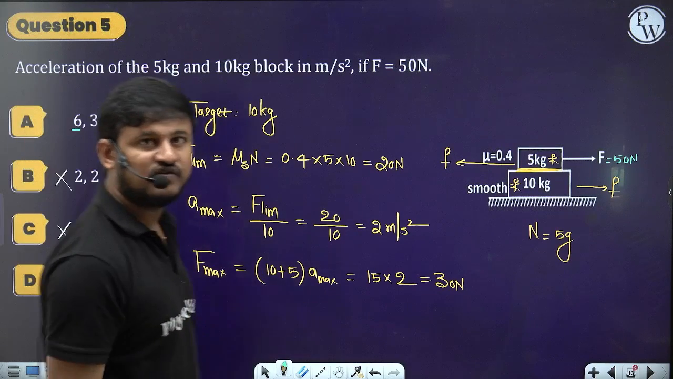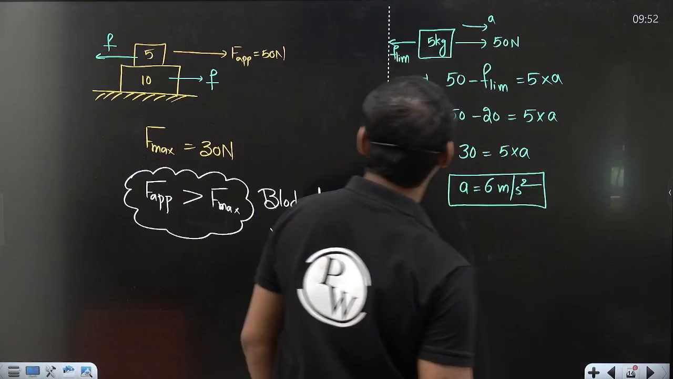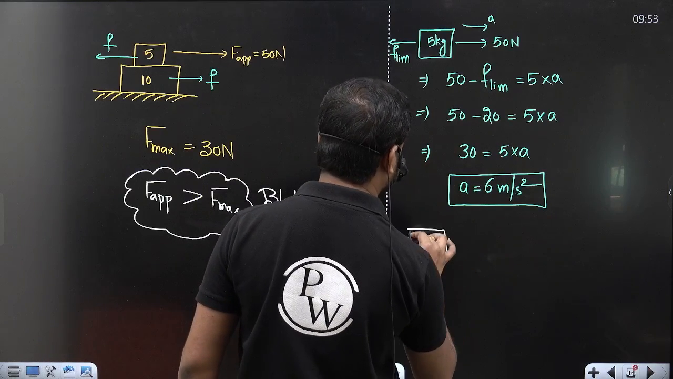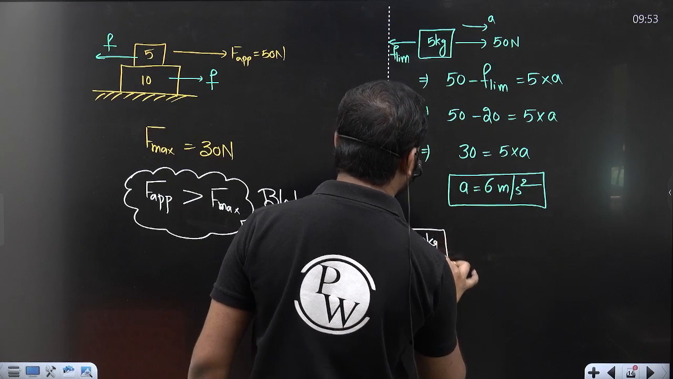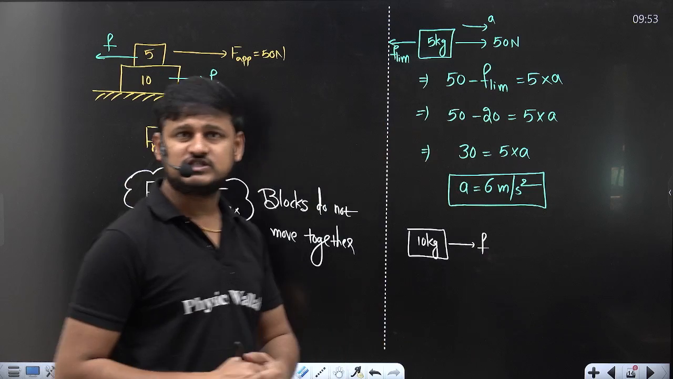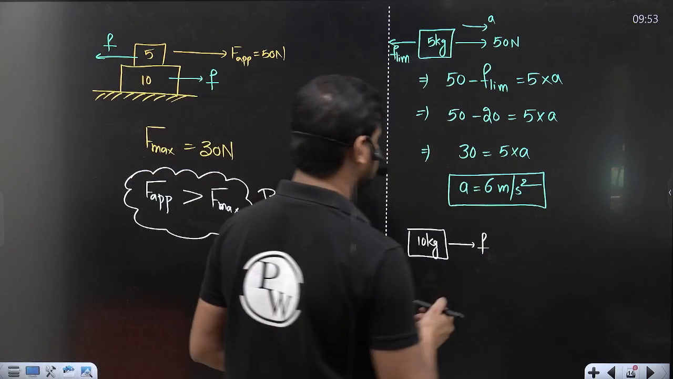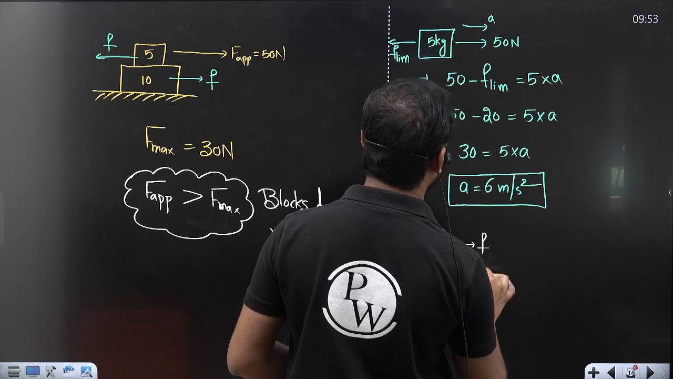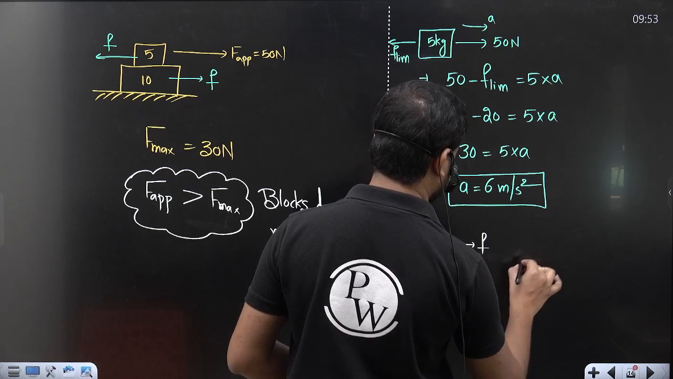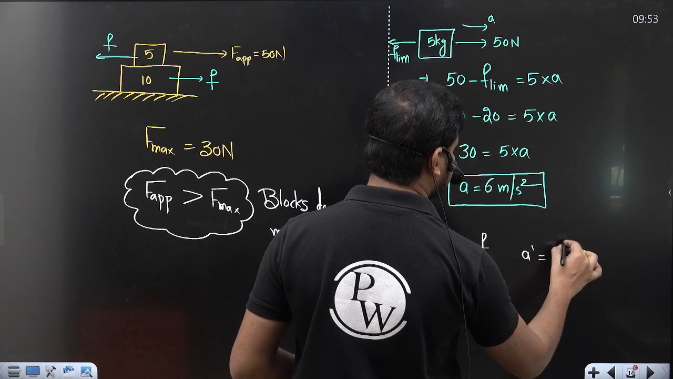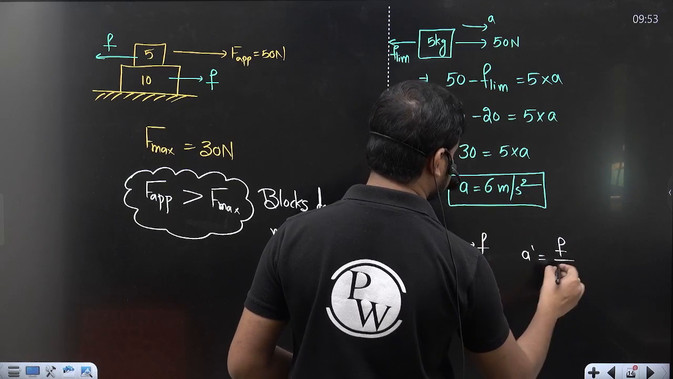Then go for the next one. Take the 10 kg block. On the 10 kg block, the only force that is acting is friction, to the right side, right? So therefore, it accelerates to the right. So what is the acceleration? Let the acceleration here be A dash. That acceleration A dash is equal to the force F upon the mass 10 kg.